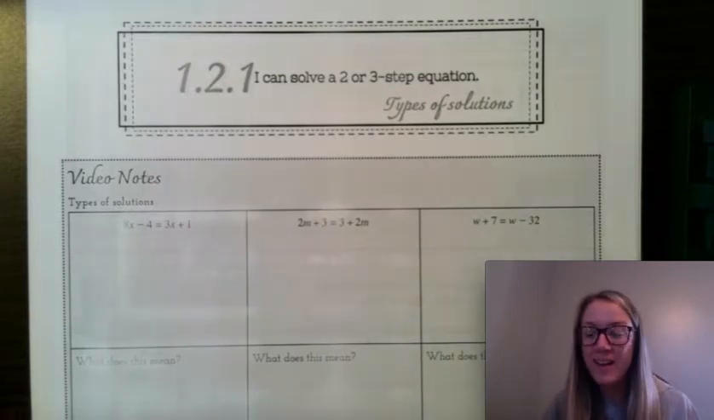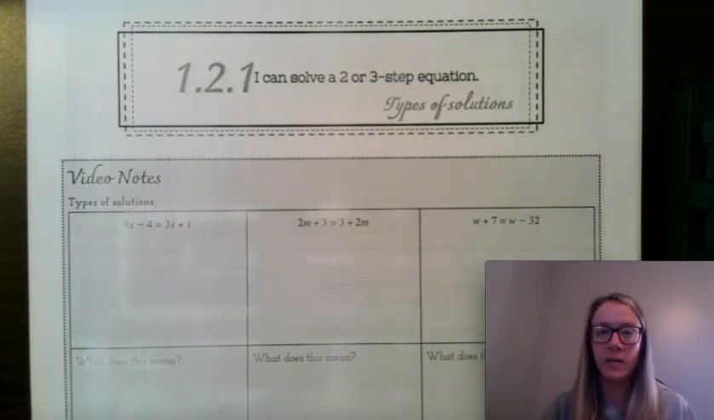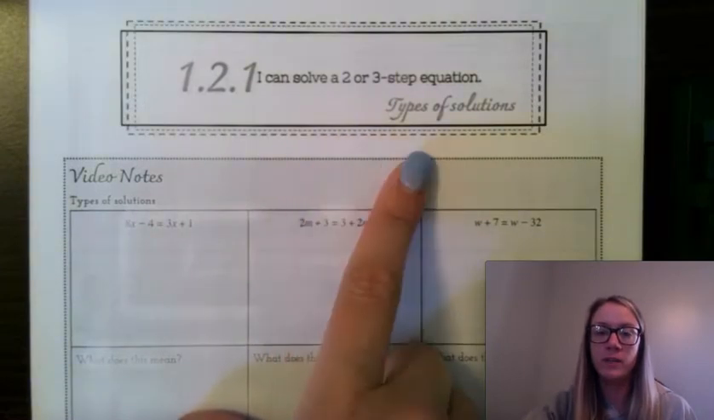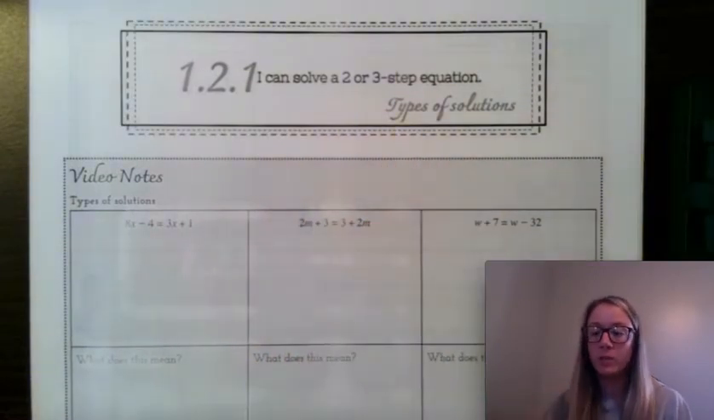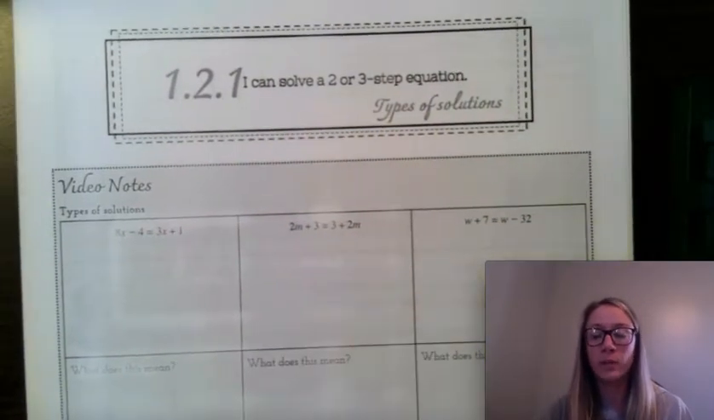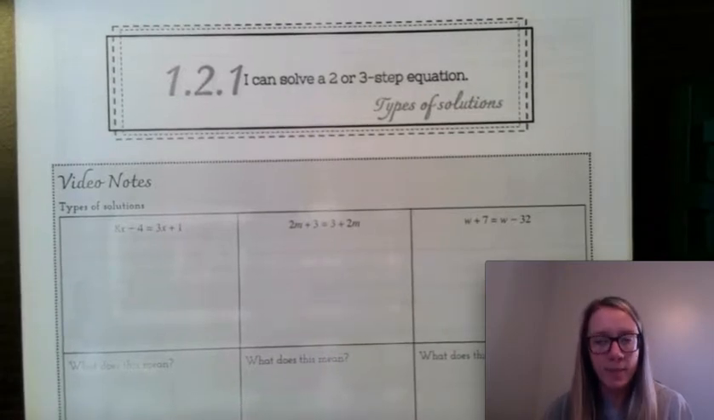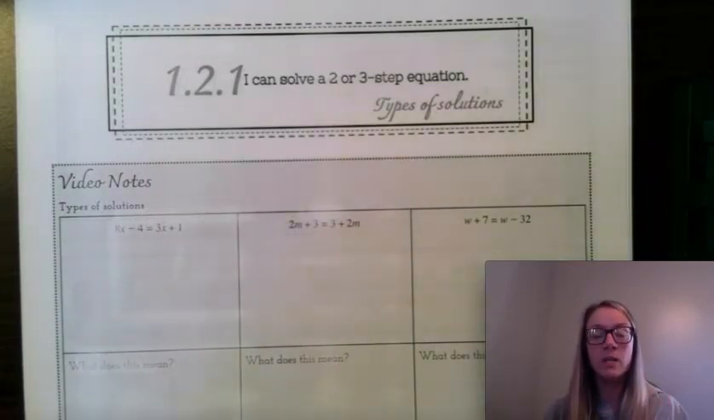Hi everyone. We are going to be looking at one-to-one different types of solutions. There's three examples we're going to go through, and we're going to look at what happens and what that means when we're solving an equation. Anytime we're solving an equation, we're trying to figure out what the variable should be so that we get a true statement for the equation.